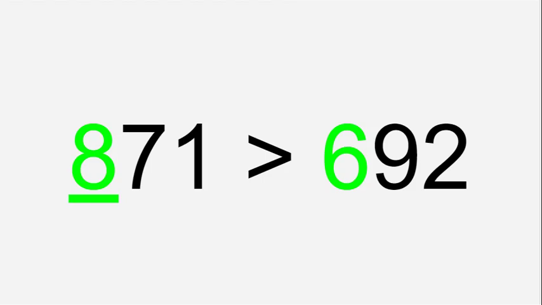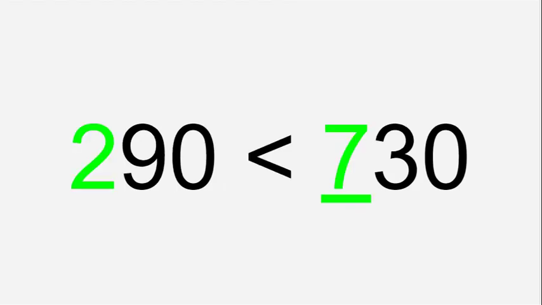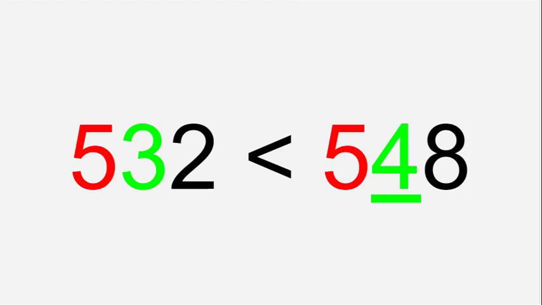Just a few more problems. 290 and 730. Which one is bigger? We'll compare the 2 and the 7 in the hundreds place. 2 is less than 7, so 290 is less than 730. And our last problem, 532, 548. Which one is bigger? We can ignore the 5 in the hundreds place because it is the same in both numbers. So we'll look at the 3 and the 4 in the tens place. 3 is less than 4, so 532 is less than 548.